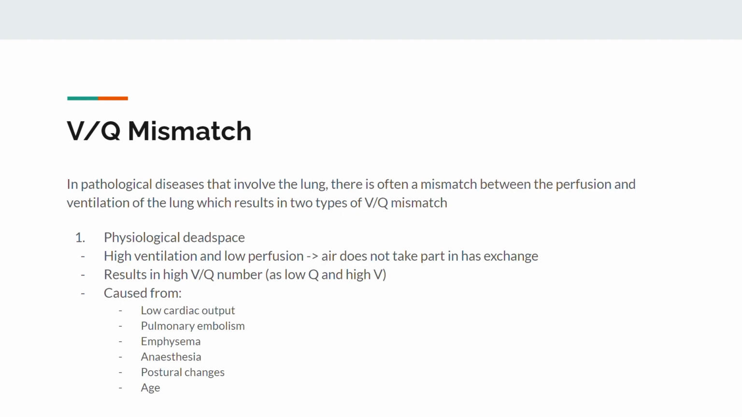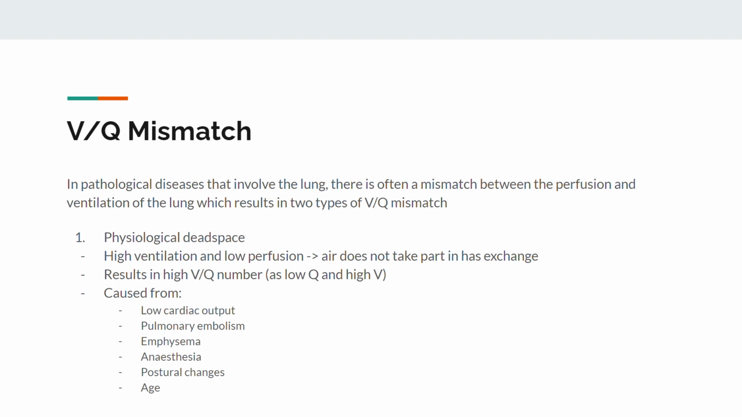So now I'm going to talk about when things go wrong and what the lung does to essentially counteract this. This is what we're talking about here: VQ mismatch. In pathological diseases that involve the lung, there's often a mismatch between perfusion and ventilation. And depending on which one is mismatched, there are two types of VQ mismatch that you need to know about. The first is called physiological dead space, and this is where you have high ventilation but low perfusion.